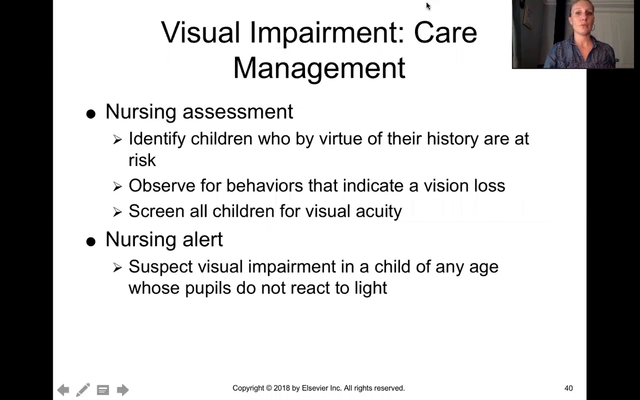So what are we going to do with our visually impaired kids? We're going to look for those who are at risk, and really, again, educate the parents, educate the children, and then look for behaviors that indicate vision loss. We're going to screen kids for visual acuity, and we're going to be very cognizant of those kids whose pupils don't react to light. That's an indication that there is some sort of vision loss.